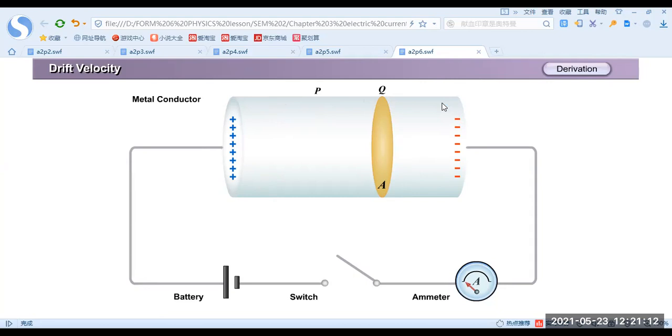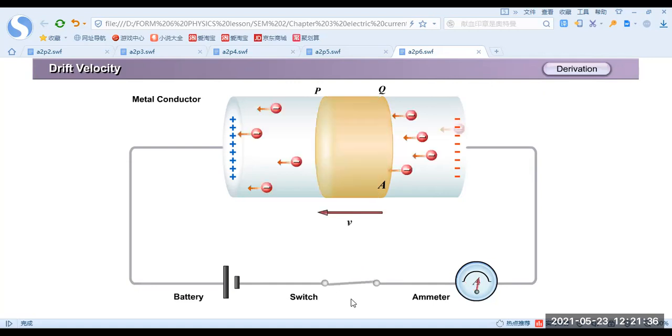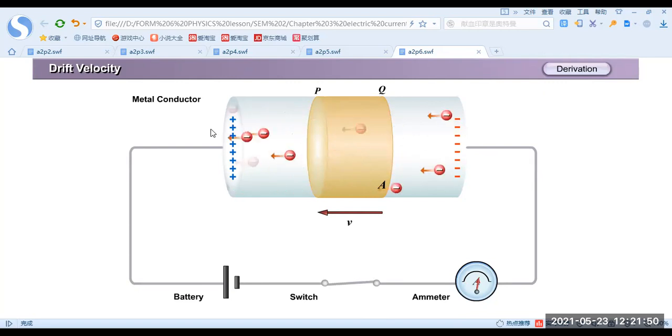If the cross-sectional area is uniform and the temperature is constant for both sides, this means the conductor obeys Ohm's law. Now we look at what happens when the switch is connected, when the circuit is on. The electron moves from the negative terminal to the positive terminal. This is the direction of the electron.